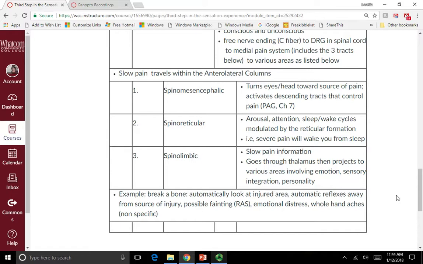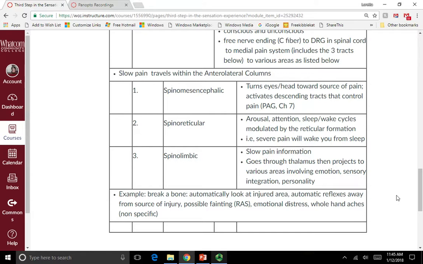So the first one is the Spinomesencephalic Tract. Let's break that word down so it makes sense. Spino means it starts in the spine. Mes is middle, and encephalic is brain. So spine to the midbrain. That makes sense, right? In the midbrain, we know that is some of our autonomic responses, some of our vital senses. So the pain information that ascends via C fibers through the spinomesencephalic tract causes you to turn your head and eyes towards the source of pain, and it activates descending tracts that control pain.